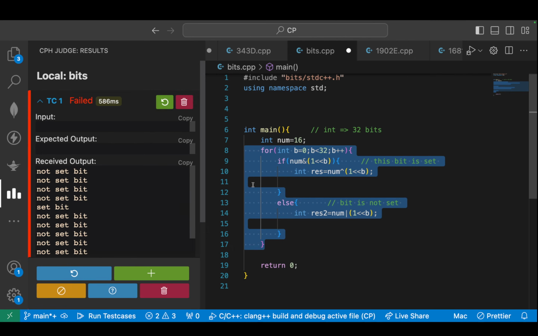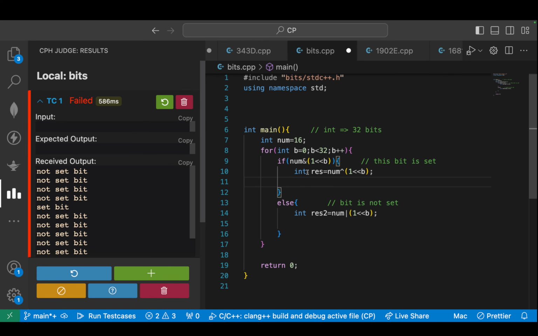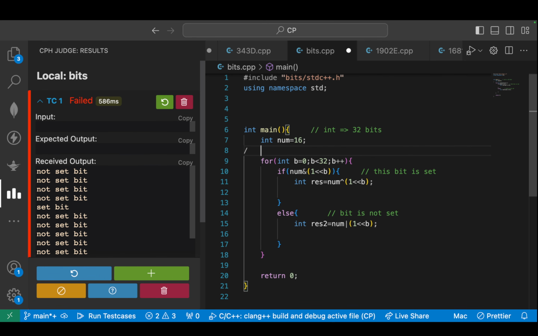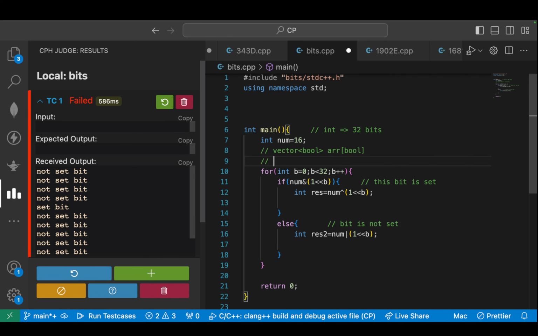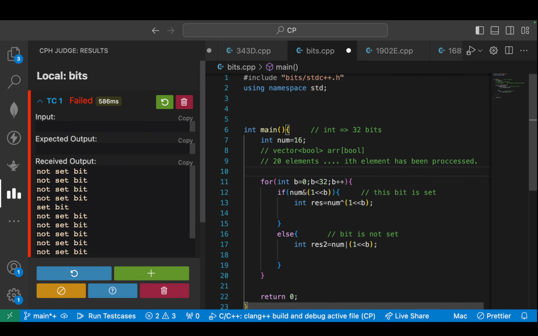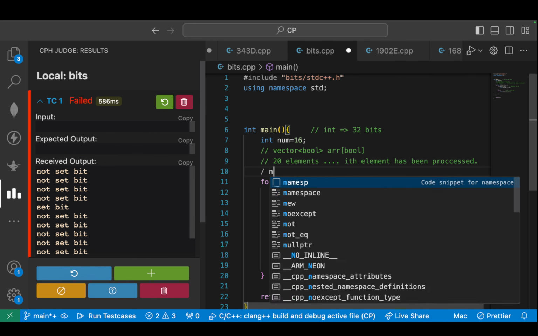what bit masking is. So bit masking basically means storing some values in sort of a mask. Now wait, what does that even mean? So let's say you have some functions wherein maybe you are using a vector of bool or array of booleans. Now this can be used to define states, like maybe there are 20 elements, and you have to check if the ith element has been processed or not. Now in this case, instead of taking an entire array of boolean, you'll just take a number. Let's call it num.